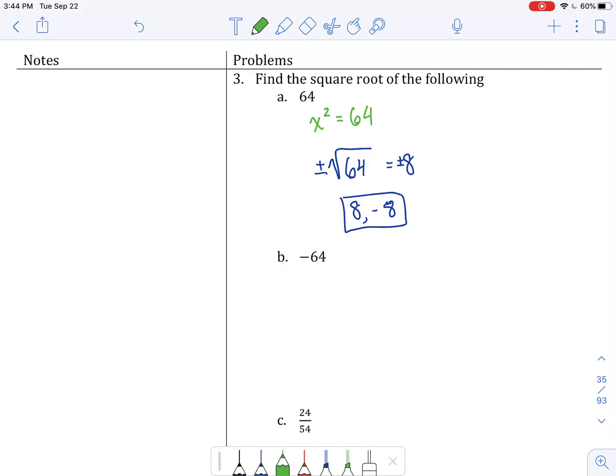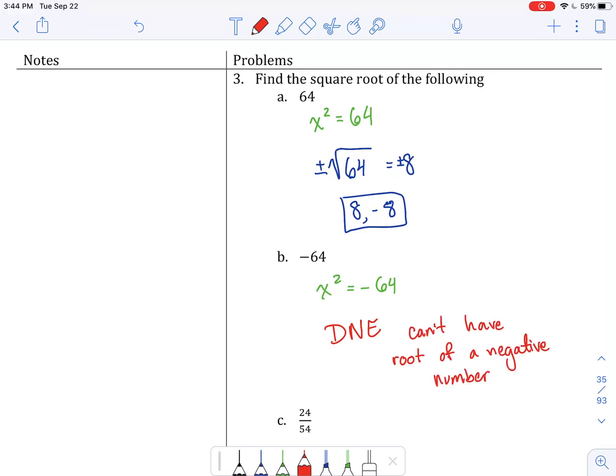And this is really helpful because it helps us to avoid coming into some other issues. If I asked for the square root of negative 64, this does not exist. It's like dividing by 0. It does not exist because you can't multiply a number by itself and get a negative. So you can't have the root of a negative number.